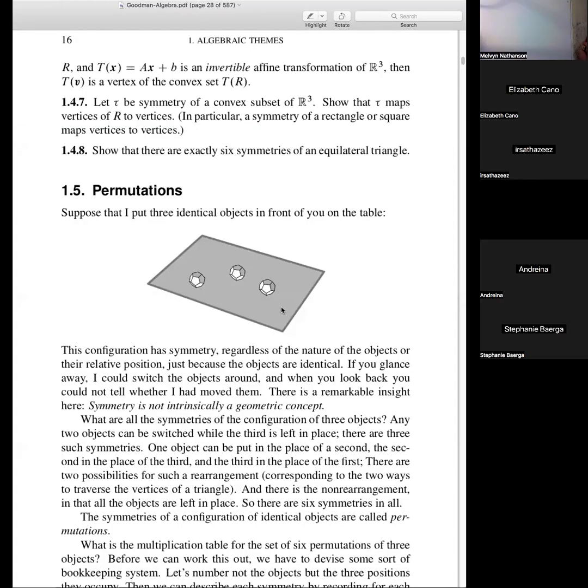Okay. So let's continue. Today we're going to talk about combinations and permutations. So this is, let me just show it on the screen, share screen. This is on page 16, section 1.5.